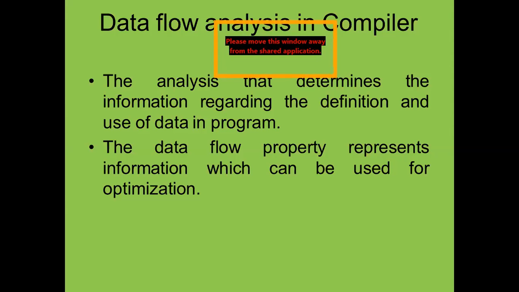The data flow property represents the information which can be used for the optimization. This is just the information regarding the data, how the data is going to flow, and for that we use the data flow analysis. This data flow analysis is used for the purpose of optimization. So far we have already discussed optimization in detail, because in optimization we have used a number of techniques to reduce the data, or we can say to optimize the data.